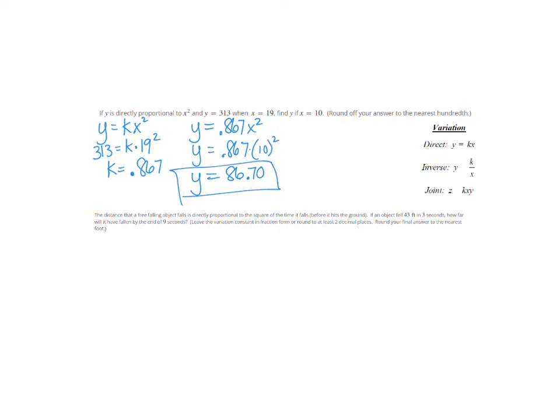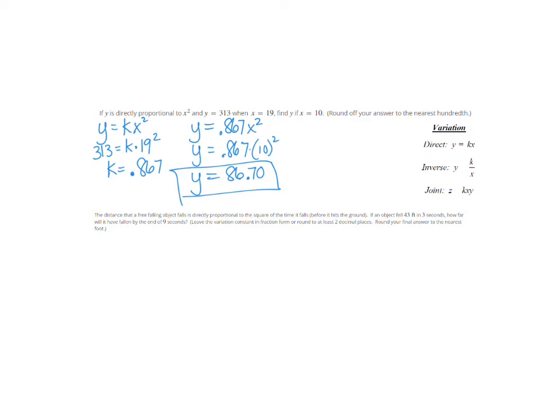That's the scenario kind of every time. We're going to work with some given information to find k. We're going to rewrite our formula with that k value in it, and then use that new formula to solve what they're asking for. Those are your 3 steps every time.